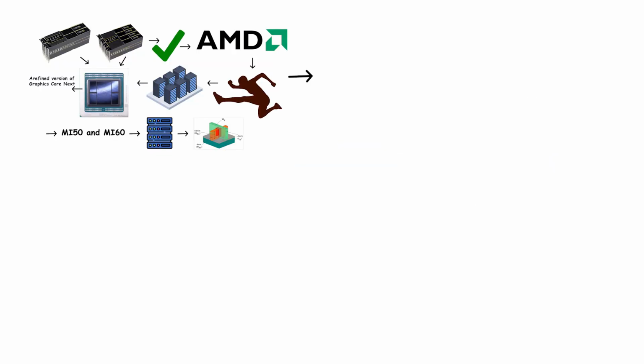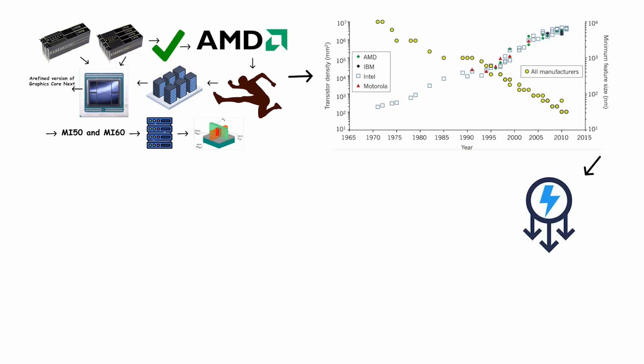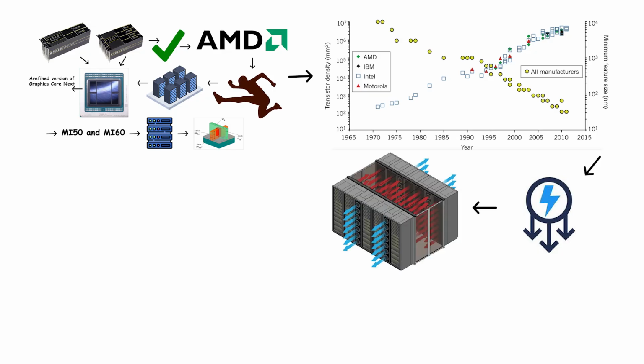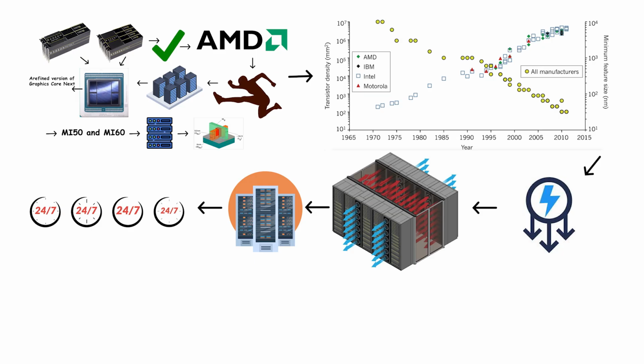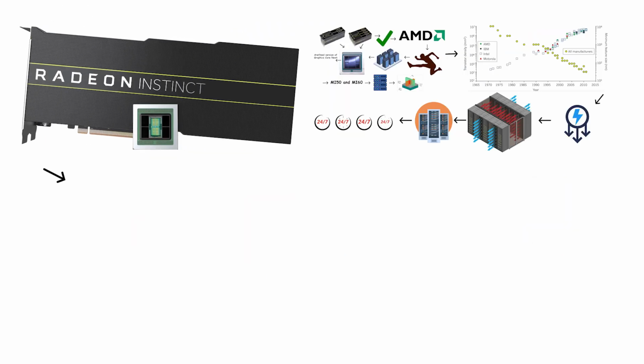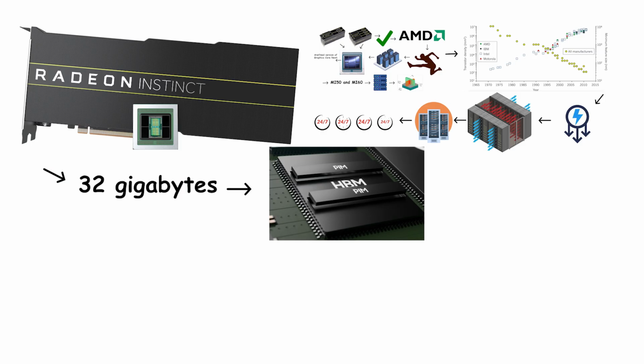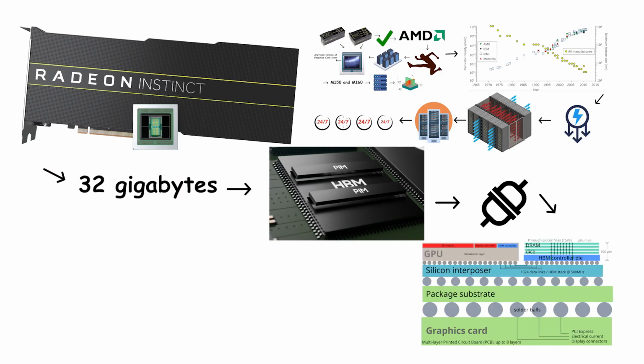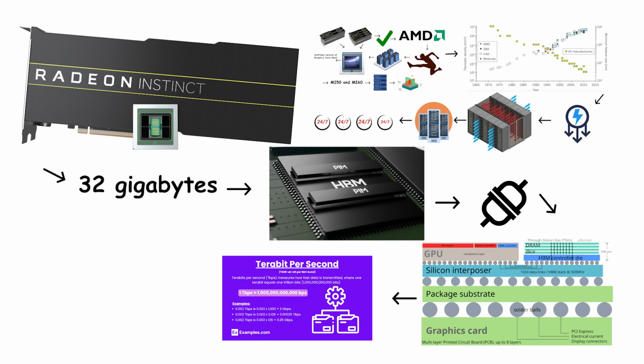This single change meant higher transistor density, lower power per operation, and dramatically improved thermal efficiency, all key for data centers that run flat out 24 hours a day. The MI60 was the flagship. It came with 32 gigabytes of second-generation high-bandwidth memory, connected over a massive 4,096-bit bus, pushing up to about 1 terabyte per second of bandwidth.